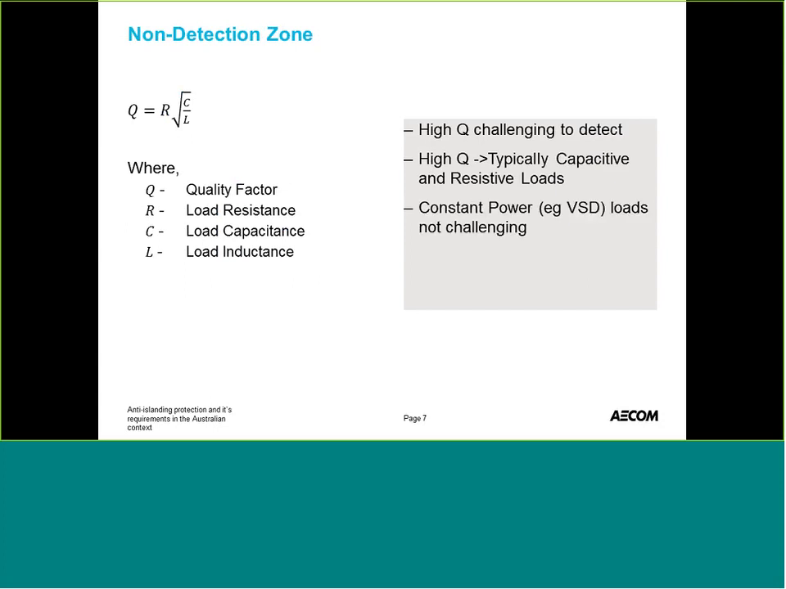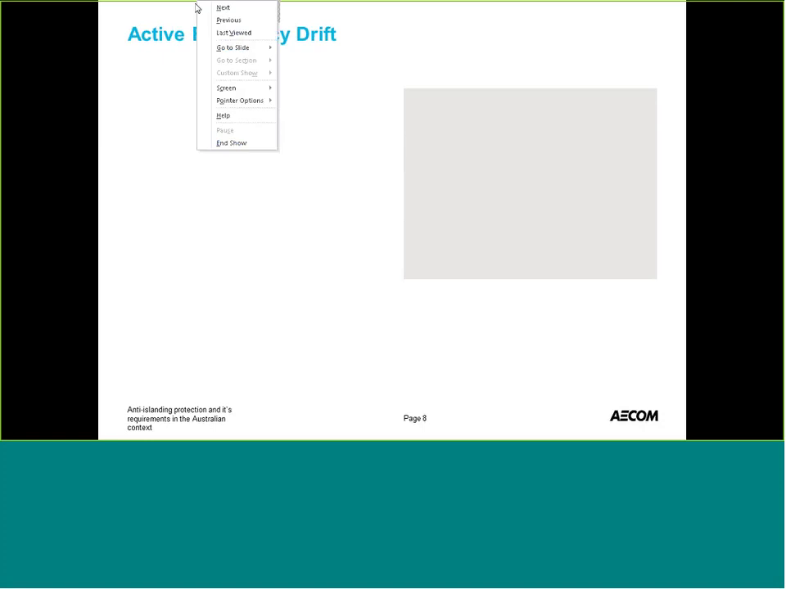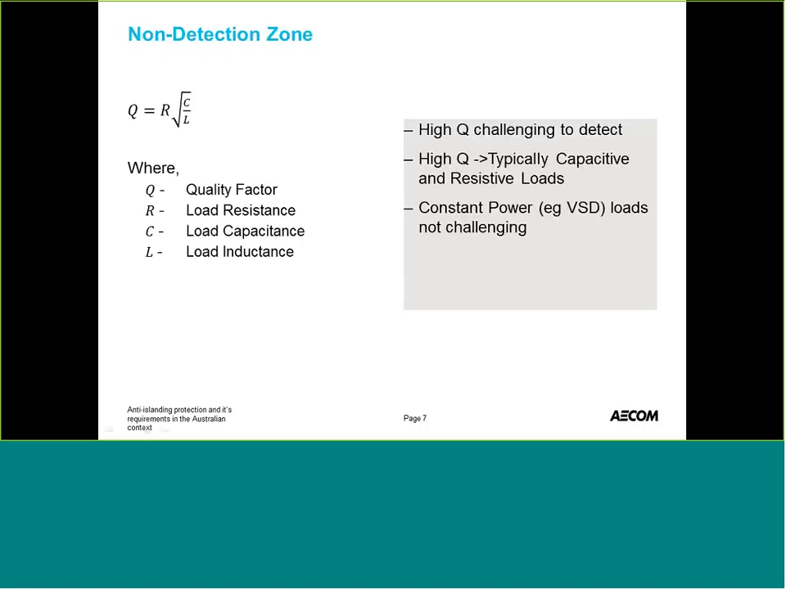So constant power loads, things like VSDs, are not typically challenging. It's typically the ones that produce a high Q value. I'll just go back to that.